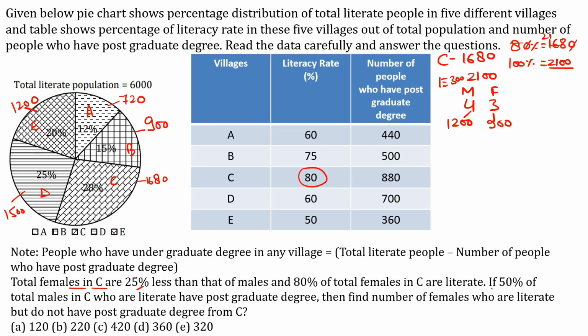900, and 80% of 900 is equal to 720. These are the literate male, guys.